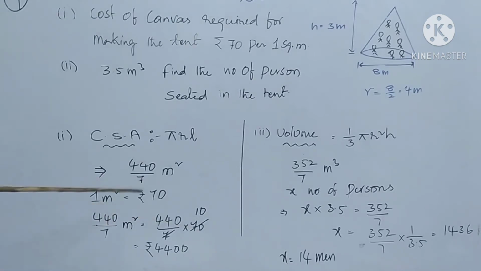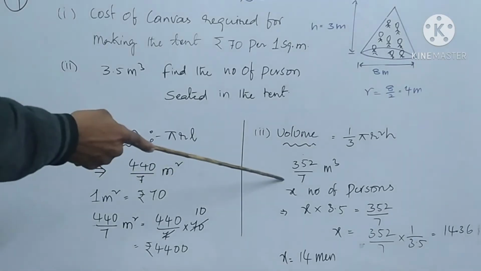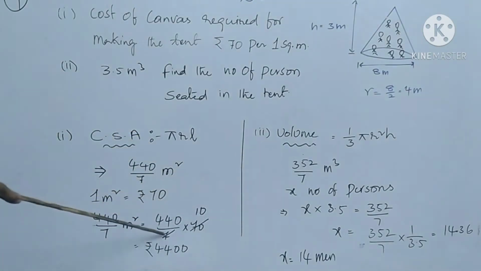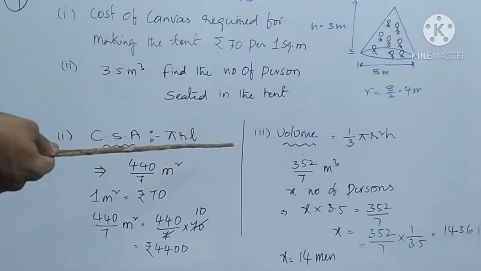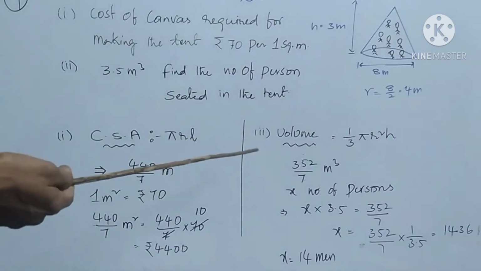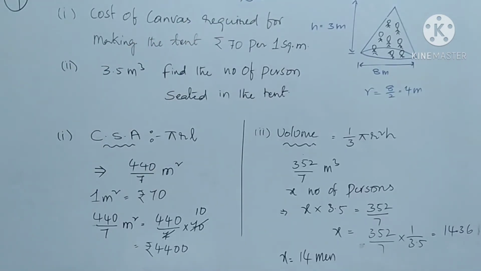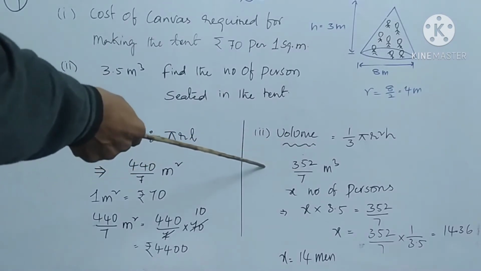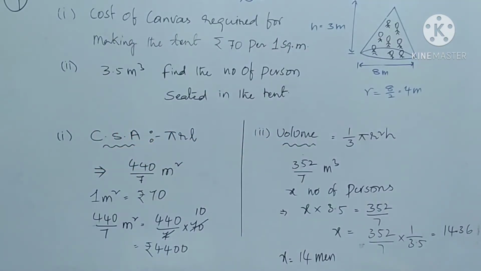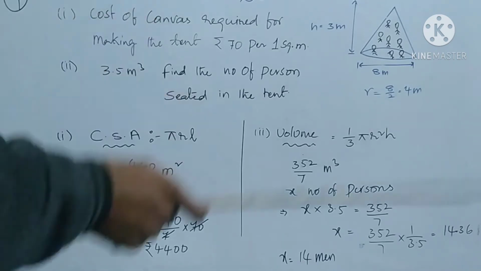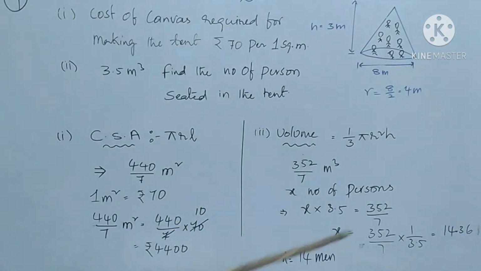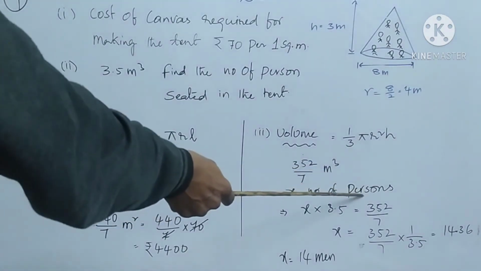Next, the second question. Don't cancel these fractions. The volume of the conical tent is 352 by 7 meter cube, which we already obtained from our calculation. Here X number of persons can be seated in the tent. So X into 3.5 is equal to the volume of the conical tent, that is 352 by 7.